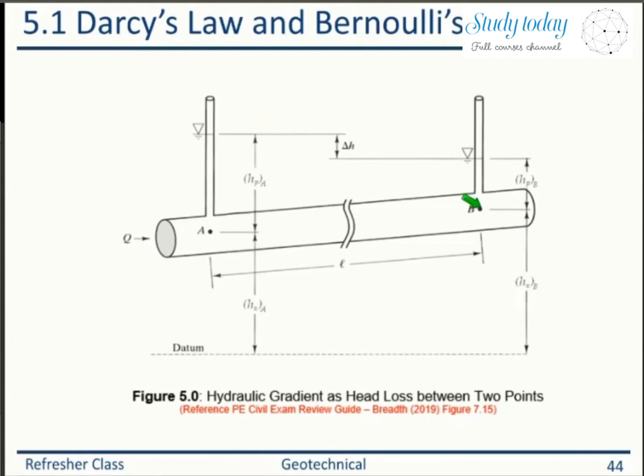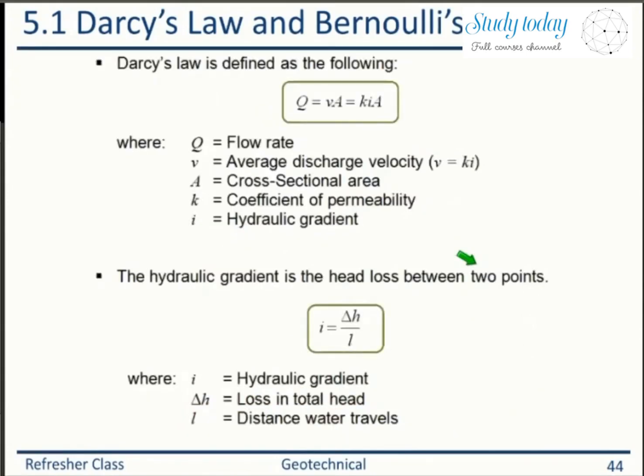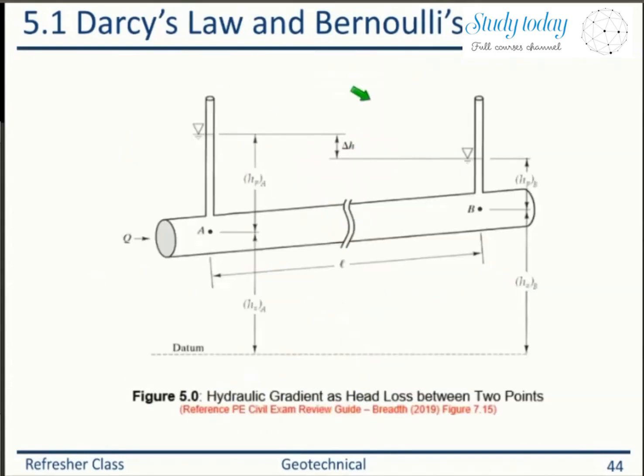So the total head loss when the water particle is traveling from point A to point B is the total head at point A minus the total head at point B, which in this case is delta H. Therefore, I is this delta H divided by this L. So this hydraulic gradient I, which is to be used to calculate the quantity of flow, is delta H divided by L, and that delta H is this.